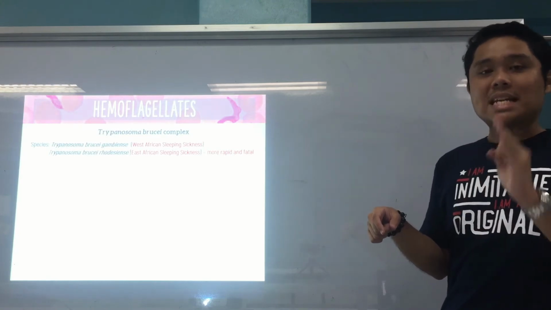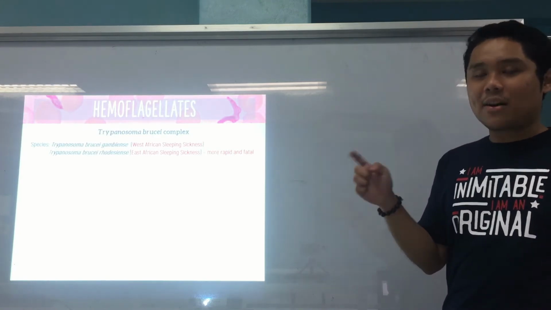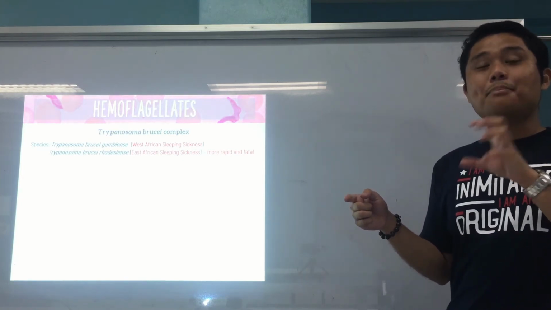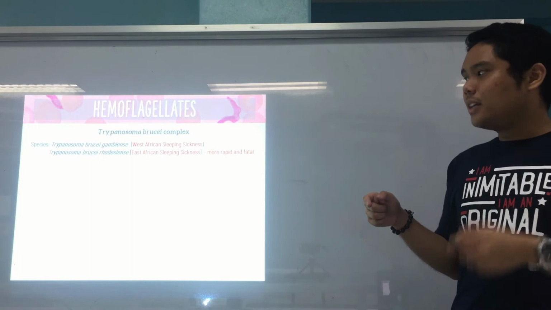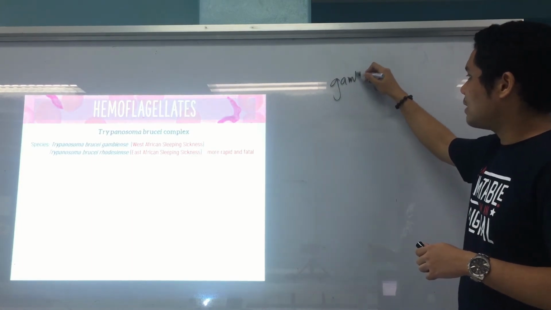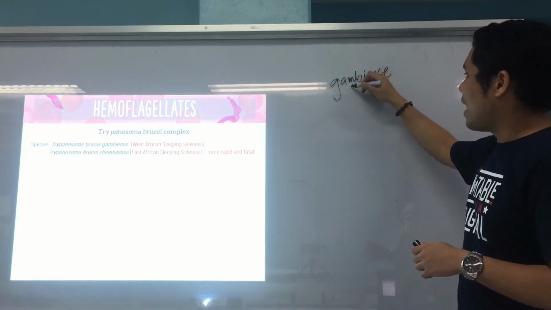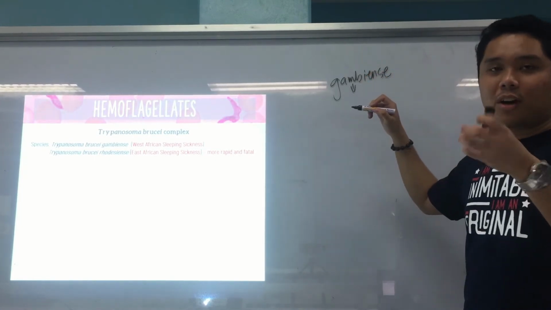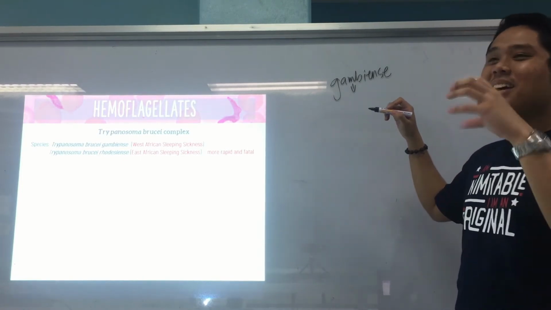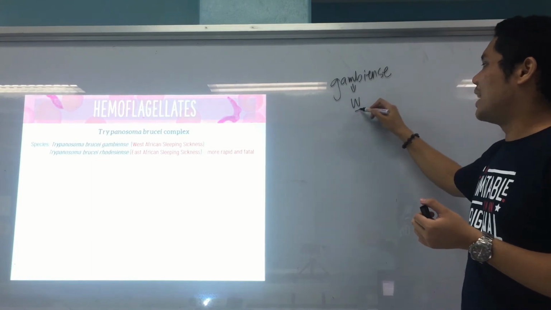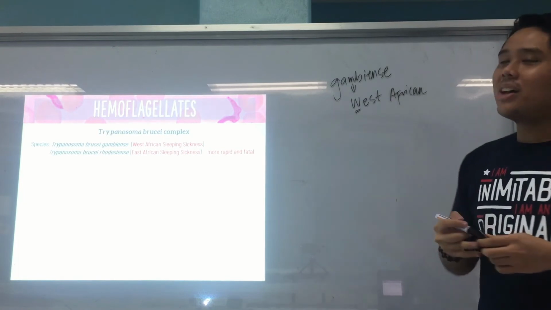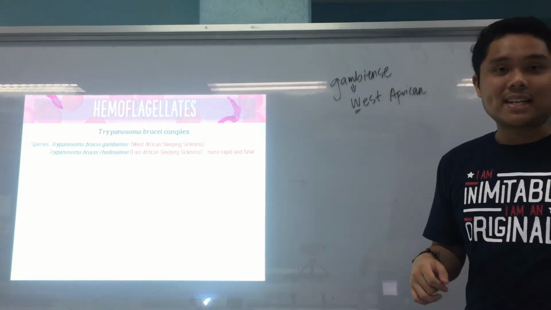Rhodesiense, so many E's. Okay? So it is the East African sleeping sickness. And brucei gambiense. Okay? It is the West African. Or you can also say gambiense, the letter M, right? If you reverse it, or if you make it upside down, it's similar to a W. So, West African. I've shared many mnemonics already. West African sleeping sickness. Okay.